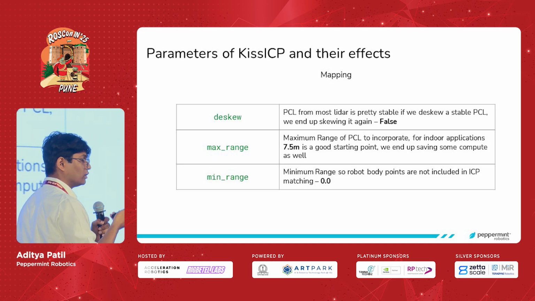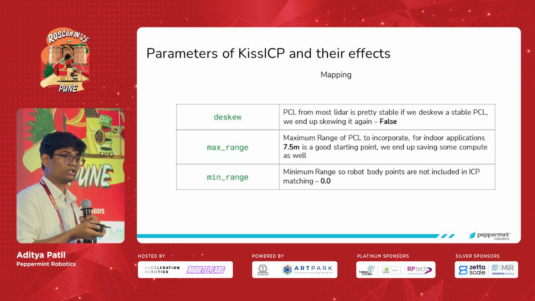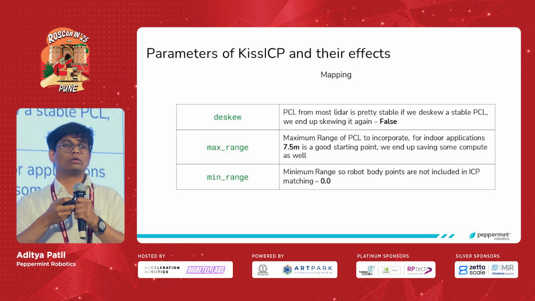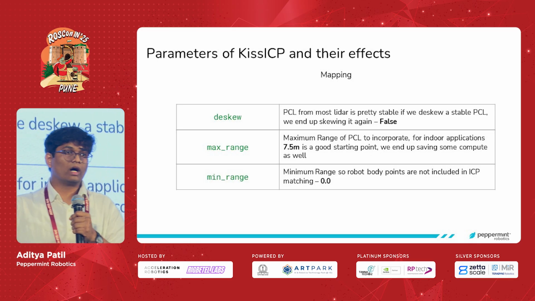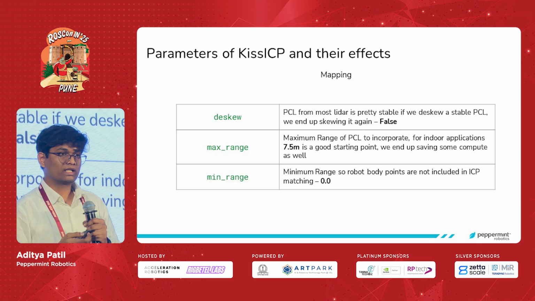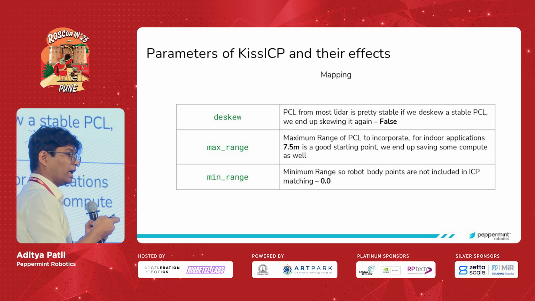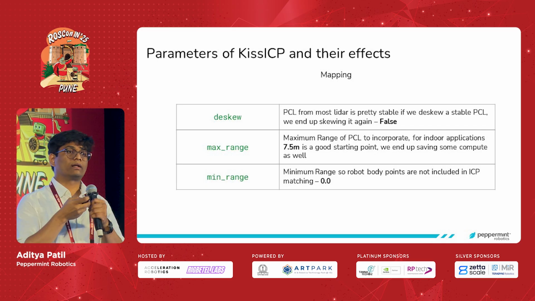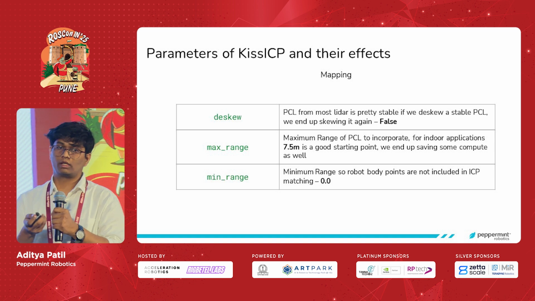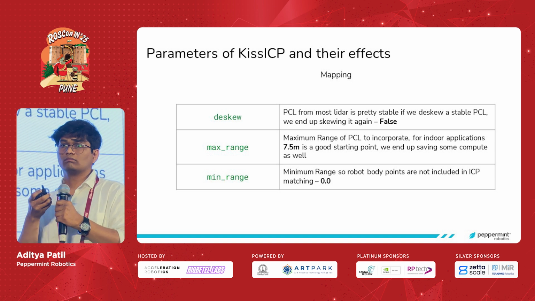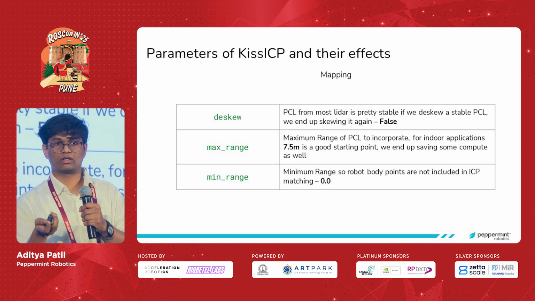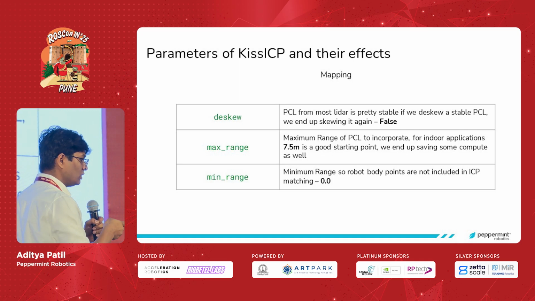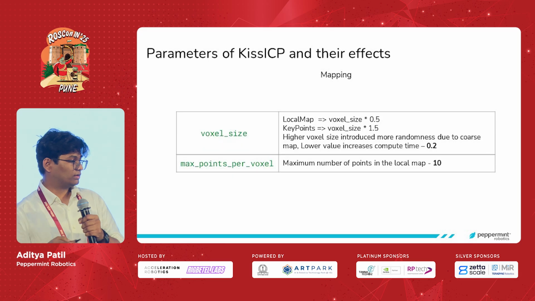Second is setting your min and max range. There are scenarios where you really don't want to incorporate very far information into your local map. So in those cases, you crop your scan. And there are cases where your robot might end up detecting a few parts of itself, which can also reduce the quality of the local map being generated and stored. So these parameters help you restrict your point cloud to your region of interest.